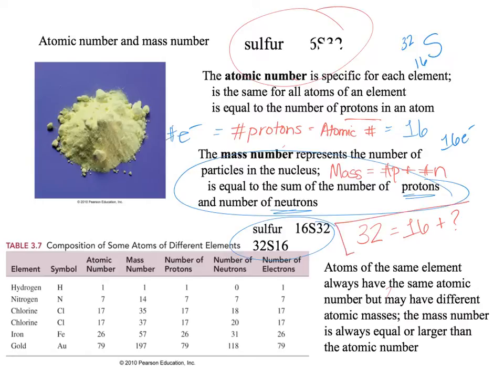So the question is, if you can read this through my scribble, 16 plus what equals 32? Well, it just so happens in this example that there's 16 neutrons in sulfur with a mass of 32. Okay? So protons, electrons is equal to the atomic number. Protons plus neutrons equals the mass. And using those two pieces of information from any element, you can figure out the 3 subatomic particles.